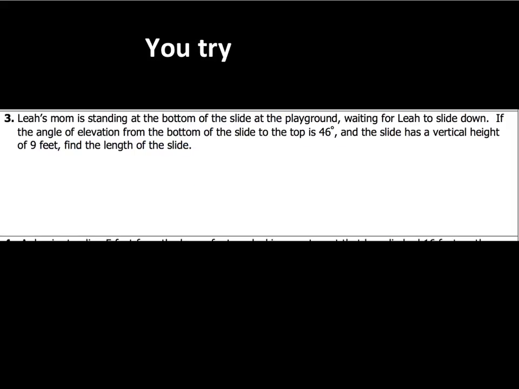Okay, look at this one. Leah's mom is standing at the bottom of the slide at the playground, waiting for Leah to slide down. If the angle of elevation from the bottom of the slide to the top is 46 degrees, and the slide has a vertical height of 9 feet, find the length of the slide.